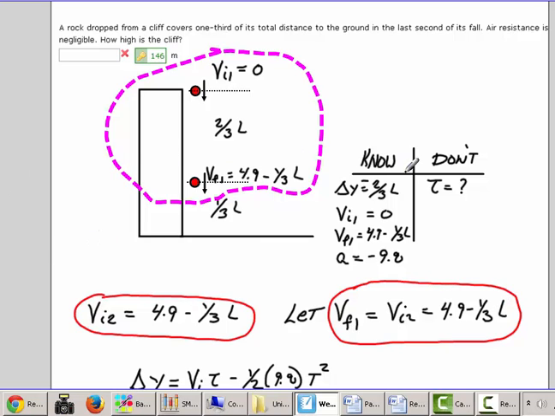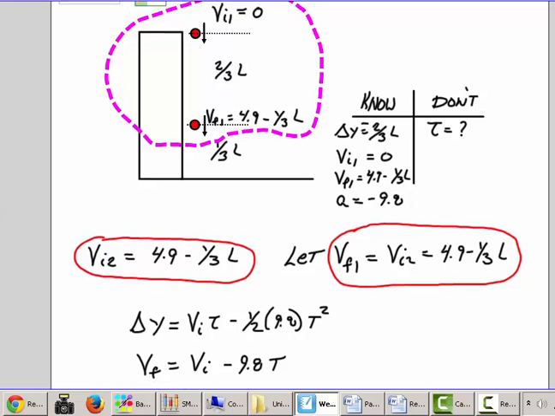All right, I write down what I know and what I don't know. Again, I know delta y now is going to be negative 2/3 L. I know my V initial here is going to be 0 because it's being dropped. I know my V final, and I know my acceleration. The only thing I don't know is time.